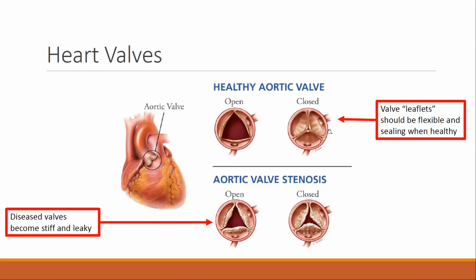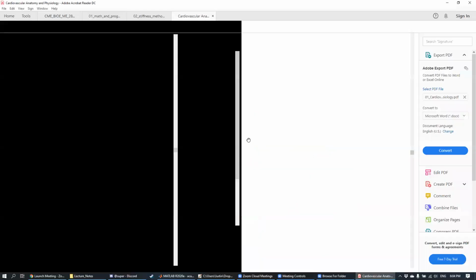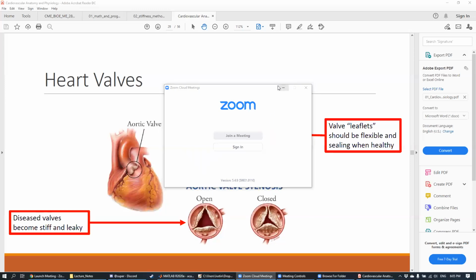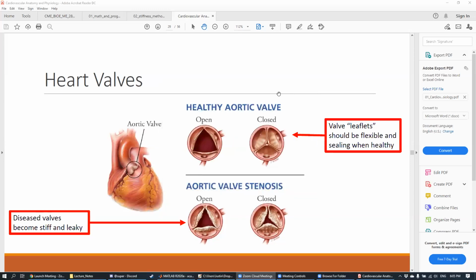Okay. And so if you have a healthy valve, it's something that's flexible, but still very strong. But as you age, this tends to happen a lot to people. And so a lot of people actually have to undergo valve replacements just to make sure that their valves are working properly. Okay. All right. Any questions on this?